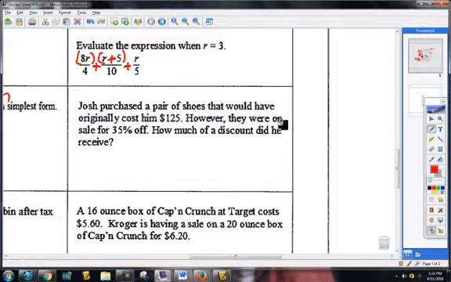Josh purchased a pair of shoes that would have originally cost him $125. They were on sale for 35% off. How much of a discount did he receive? Make sure you pay real close attention to that question, guys. There's a couple different questions that I could ask. I could say, how much did he pay for the shoes after the discount? I'm not. I just want to know what the discount is. So how much did he actually save? So you can bet that I'm probably going to expect you to do a proportion here. All chapter 6 there.